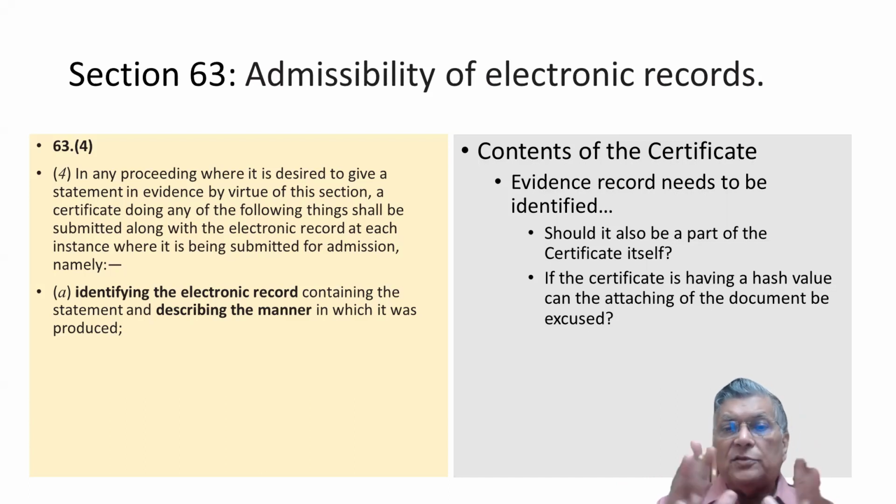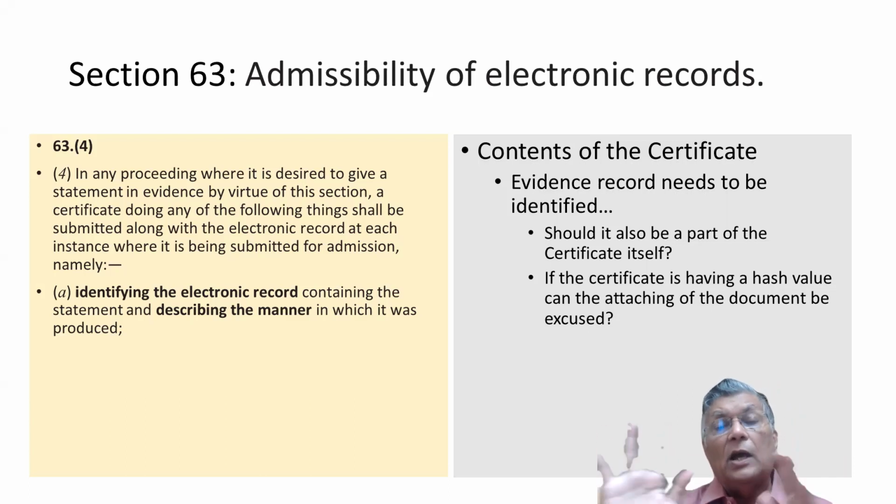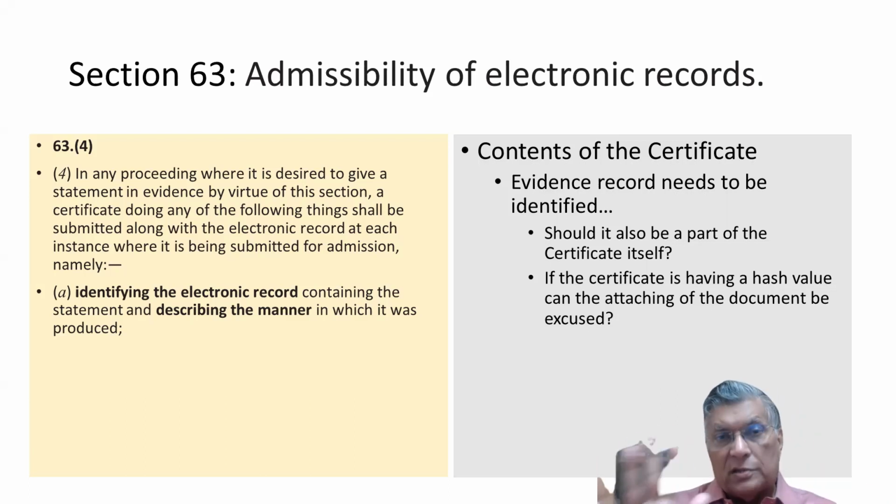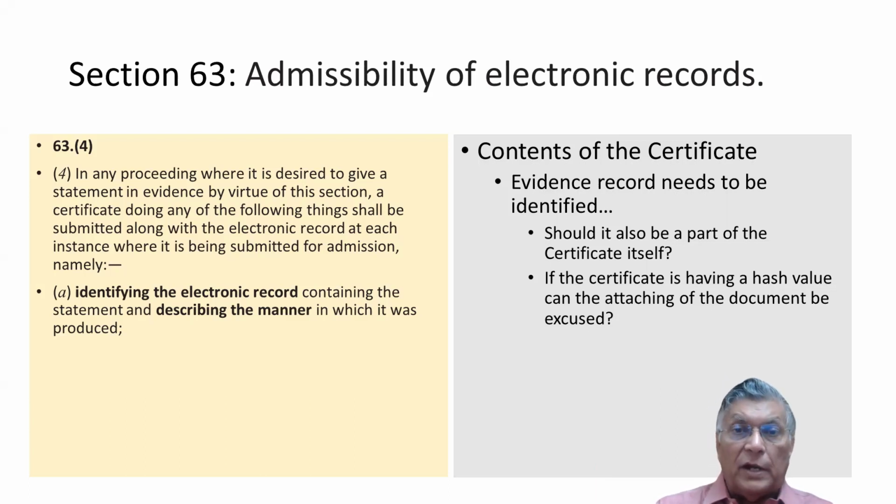And therefore, there is no problem in producing the paper printout with a physical signature without a hash. This is what was happening in the section 65B. Now, somebody who wrote this section made it look as if hash value is required for every electronic document which is being certified, whether it is in paper form of computer output or electronic form of computer output.